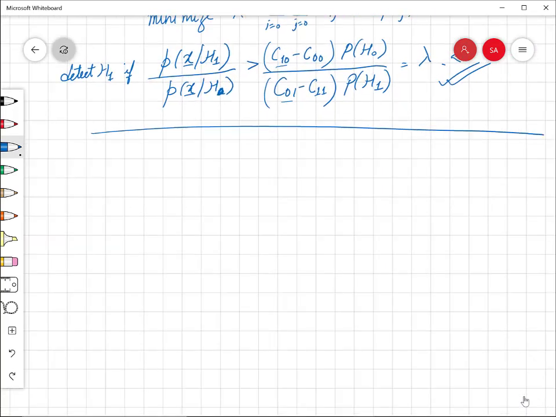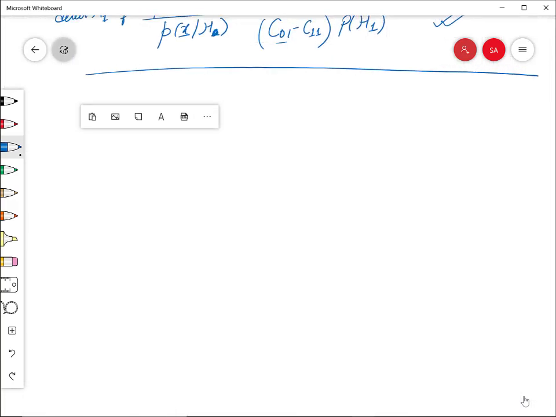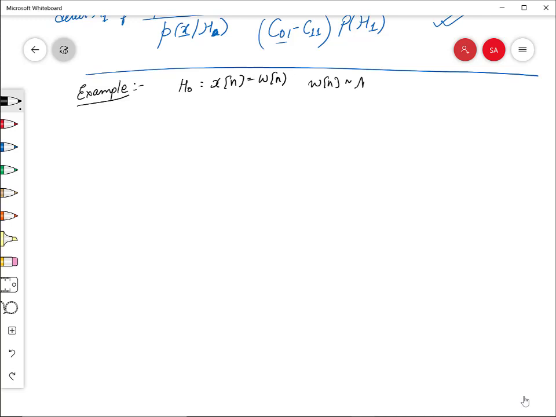Okay, let me take an example to show a very specific case of the ML detector. The example is similar to what we have taken in the earlier lectures. My hypothesis 0 is x[n] equal to w[n], where w[n] is white Gaussian noise with mean 0 and variance sigma square. H1 is x[n] given by A plus w[n], with n going from 0, 1 to capital N minus 1.